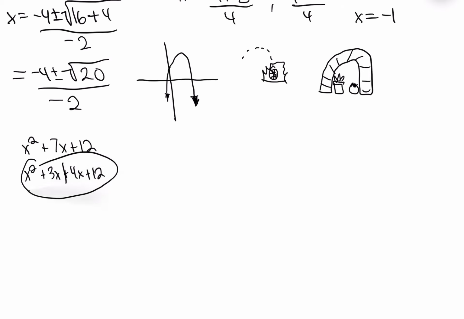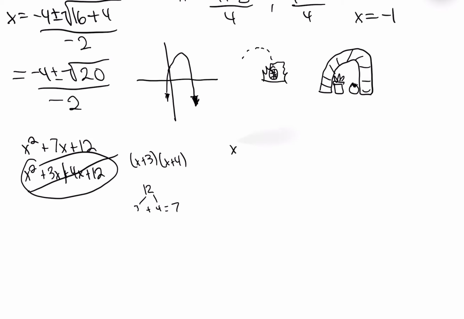What if I said no? What you could actually do, truthfully, is just write out the factors as soon as you know what numbers multiply to 12 but add to 7.